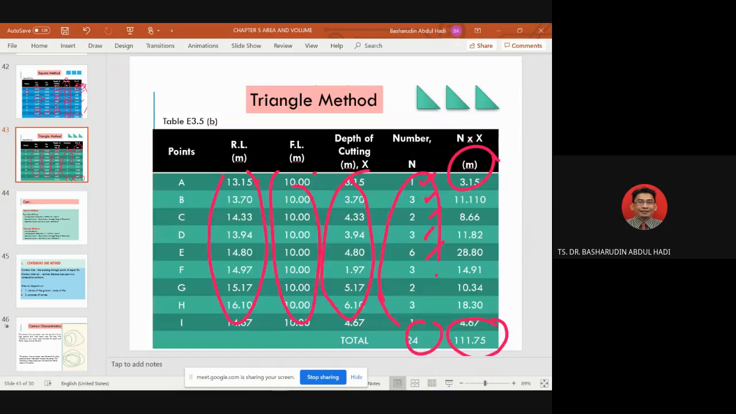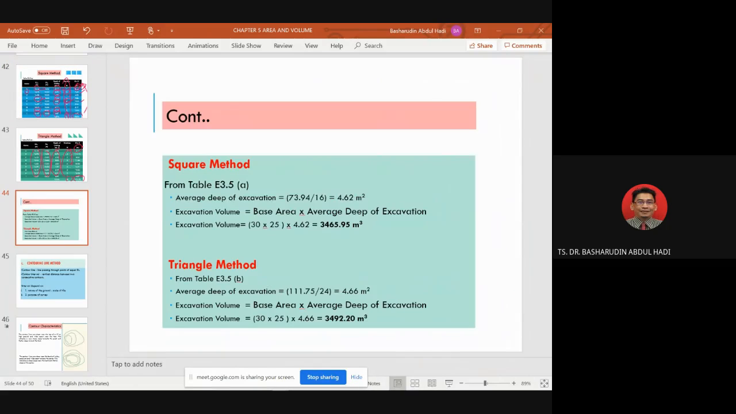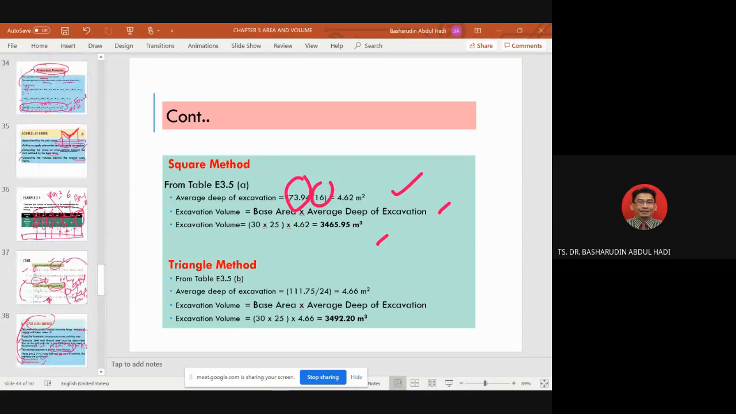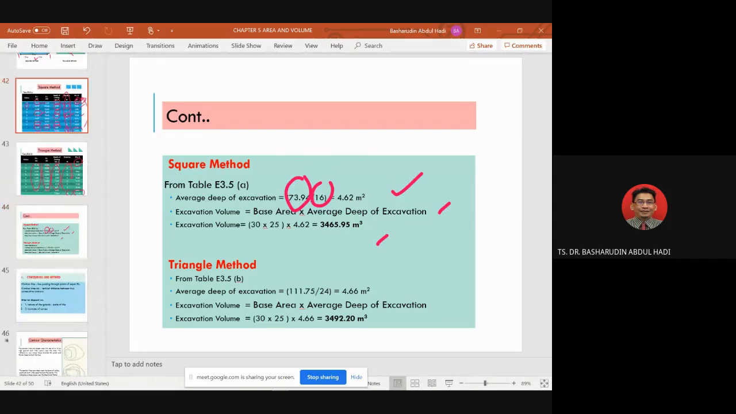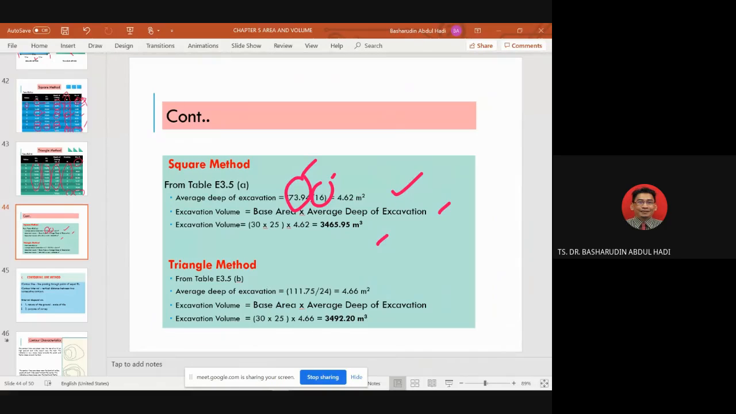So from table 3.5 and table 3.5a, the average depth of excavation you can get is 73.94 divided by 16, which gives 4.62 meters.